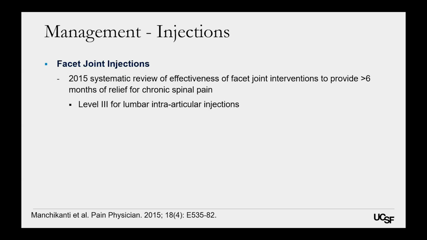An intervention that we use for targeting facet joint pain that we mentioned are facet injections of steroid. Here, a 2015 systematic review looking over a lot of historical literature, comparing among many studies the effectiveness of facet joint interventions to provide greater than 6 months relief of chronic spinal pain, found only level 3 evidence that it would help facet joint pain. So level 3 means that the literature that exists consists of mostly observations and reports of individual cases versus a very strongly designed controlled study.